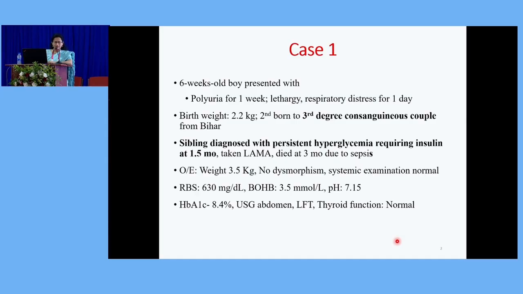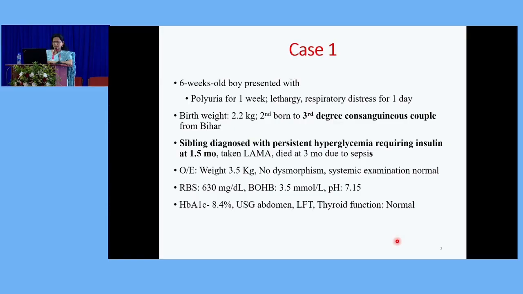So this baby is currently, his weight was low for age, but there was no dysmorphism. Systemic examination was normal. He had a very high random blood sugar. Ketosis was present, pH was 7.1, so a diagnosis of moderate DKA was made. He was treated appropriately. HbA1c was 8.4%. Ultrasound abdomen was normal, pancreas was visualized, LFT and thyroid function were normal.